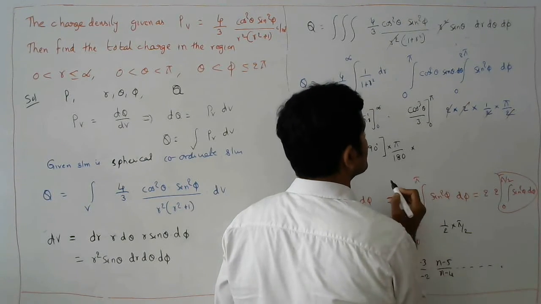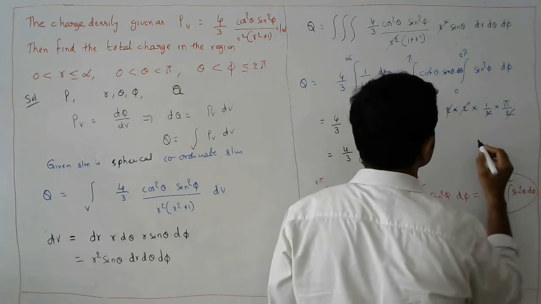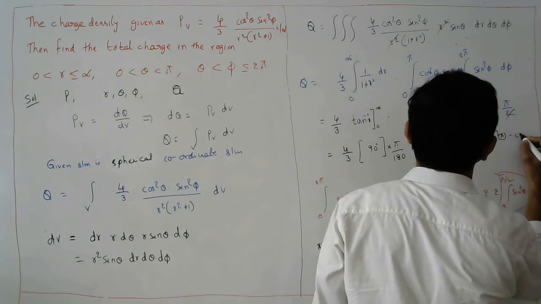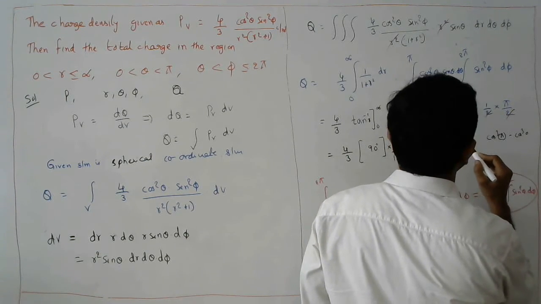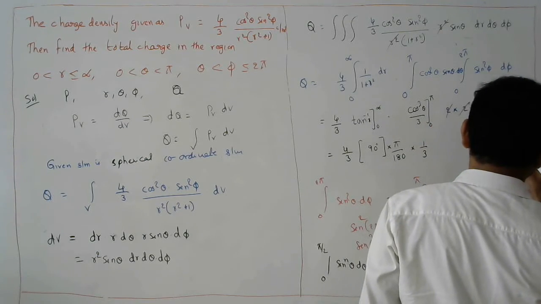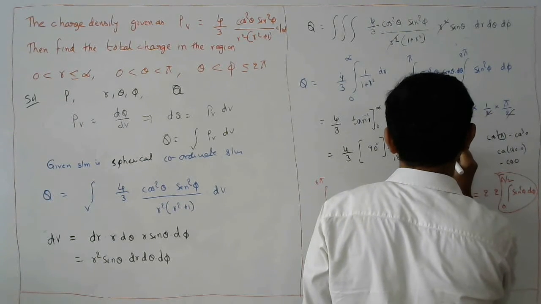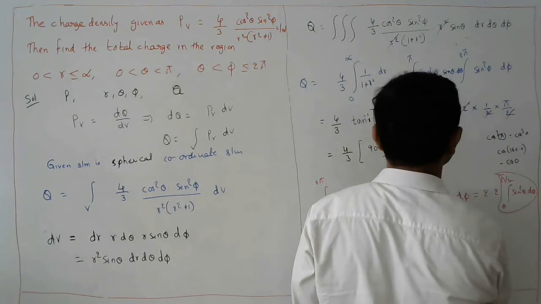And then 1 by 3 cos cubed theta. So cos cubed theta is cos cubed pi minus cos cubed 0. So cos cubed pi is nothing but what? Cos 180 minus 0, which is equal to what? Minus 1 minus 1, so minus 2.